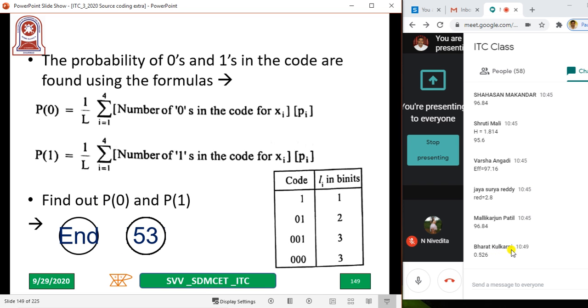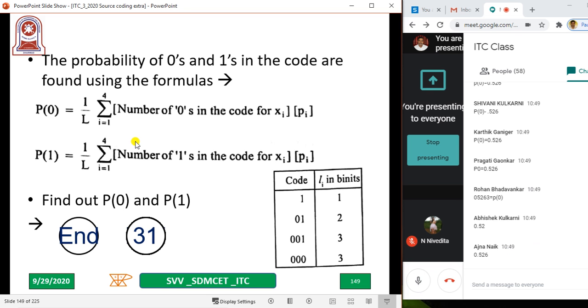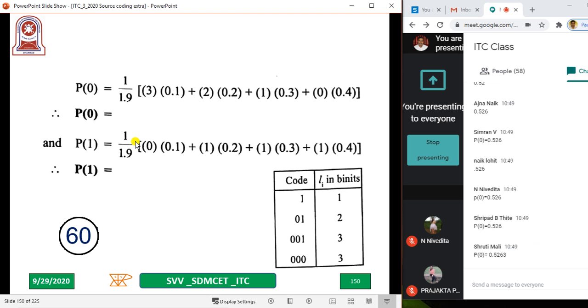Bharat has typed 0.526. I don't know whether for 0 or 1. Abhay Bhatt has typed P of 0 equal to 10 by 19. Good. Sumit, Desai, Chaitra, all have typed 0.526. Very good. Shivani, Pragati have typed 0.526. Abhishek Kulkarni, Nivedita, Varsha, Rohit, Shilpa, all have typed the same answer, P of 0 equal to 0.526. Vinay, Prajakta, Spurti, Prithviraj, Janvi, Shivani.